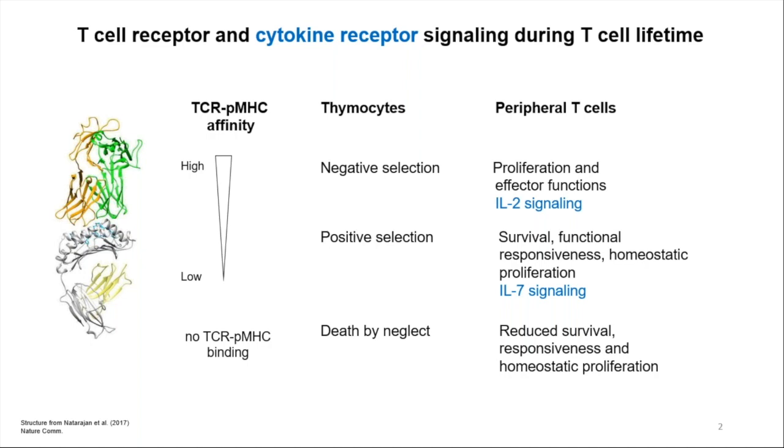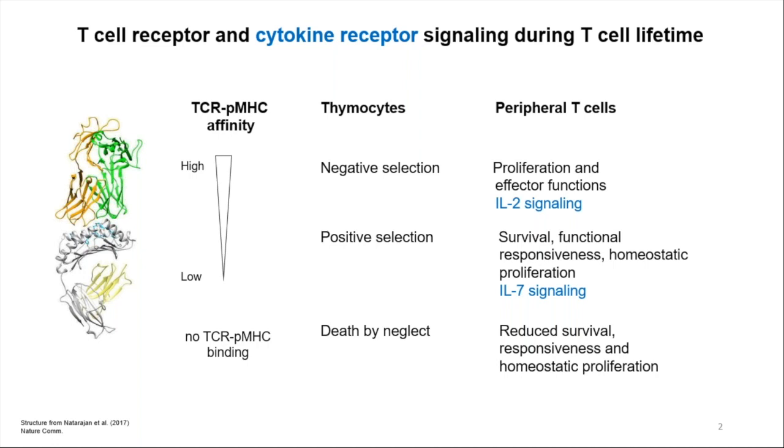And in the peripheral T cells, there is a very critical role for IL-2 signaling in this process. However, the low affinity interactions, which in thymocytes give rise to positive selection, do not induce any effector functions in the peripheral T cells, but those are required for survival and functional responsiveness, as well as homeostatic proliferation in the peripheral T cells. And in all those processes, there is actually a critical role for IL-7 signaling.